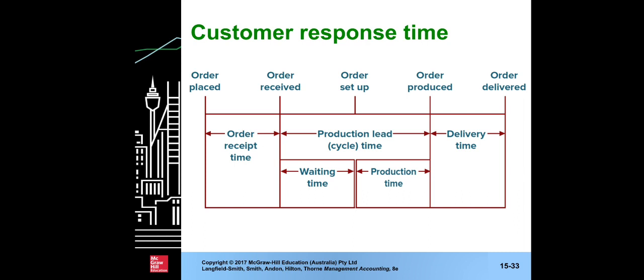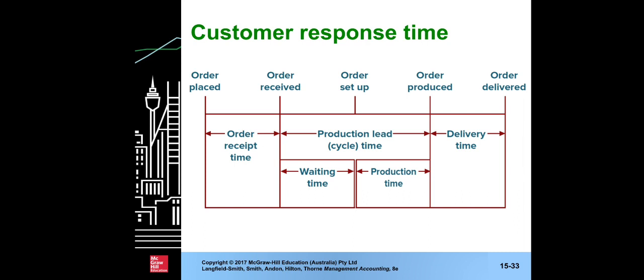Customer response time can be seen through three phases. The first one is order receipt time. The second phase is production lead or cycle time, and the third phase is delivery time. These three phases determine the customer response time. So if you have a business or work in a business, you have to worry about this. To have a quick customer response time, you have to control these three phases. You have to make sure that order receipt time is fast. Order receipt time is the time when a business receives an order from a customer and processes the order.